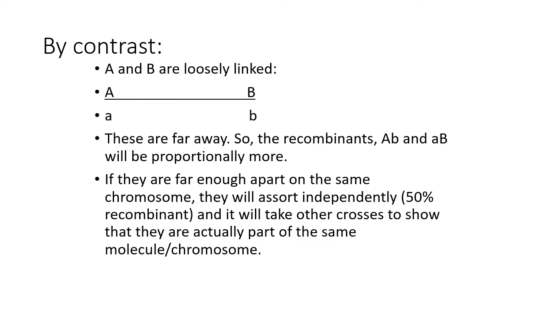Now, I want to point this out now. If genes are far enough apart on the same chromosome, they will assort independently as measured in a cross, and it will take other crosses to know that they're actually part of the same chromosome. So chromosomes can be hundreds of map units long, and so the genes that are far apart will appear in a cross to assort independently. They will assort independently, but they're actually still physically linked to one another, which can complicate issues sometimes.